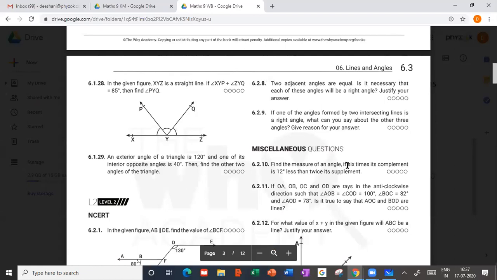Okay, we'll do the 29th one. If an exterior angle of a triangle is 120 and one of its interior opposite angles is 40, then find the other two angles of the triangle.